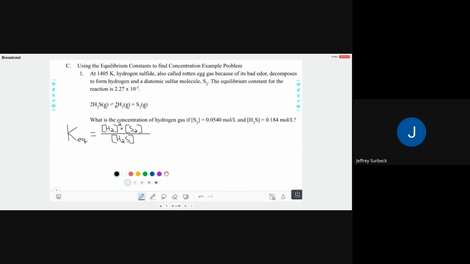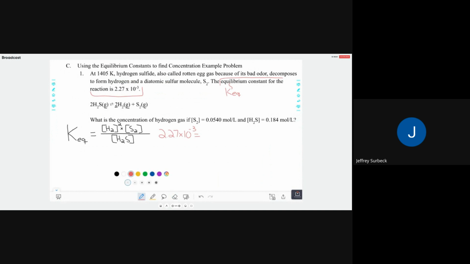Okay. And so I'm going to use some different colors here. And I'm going to start up here. Up here it says the equilibrium constant is 2.27 times 10 to the negative third. Well, remember, the equilibrium constant is our Keq. So just to the right here, I'm going to write our equilibrium constant to be 2.27 times 10 to the negative third. Remember, there's no unit. And this is equal to our hydrogen gas.